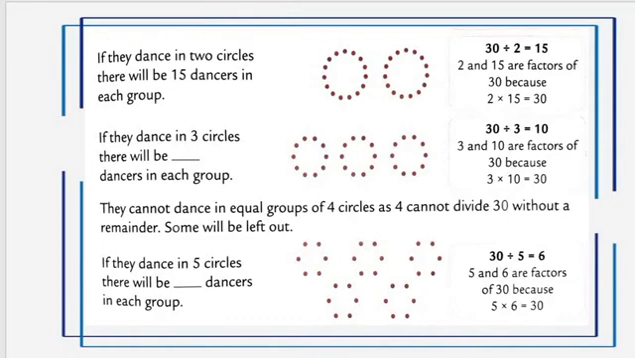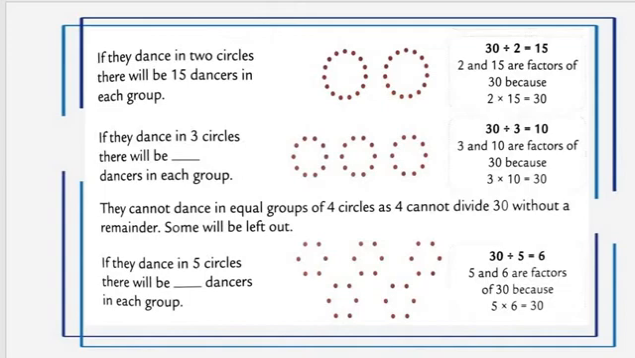2 15s are 30, and 15 2s are 30. 2 and 15 are factors of 30. Because what reason? Which reason? 15 2s are 30 and 2 15s are 30.